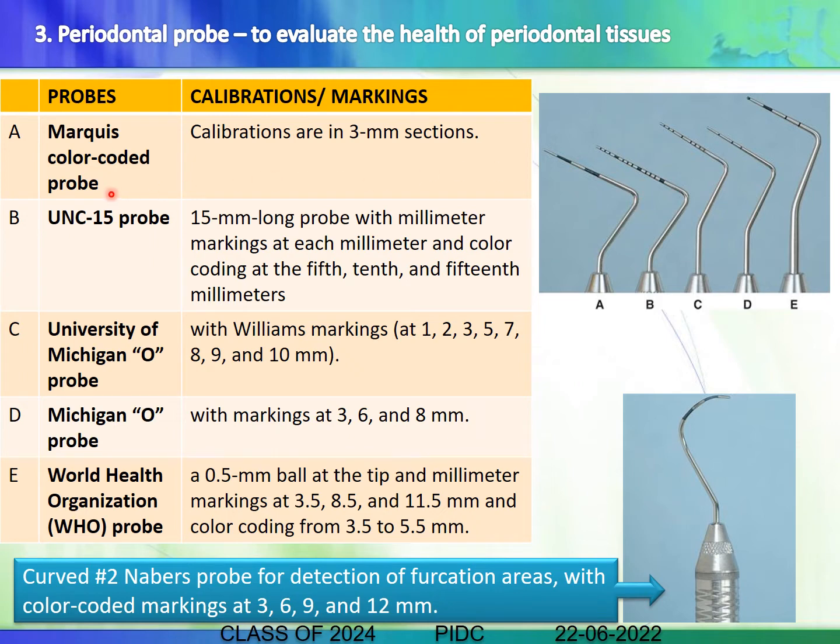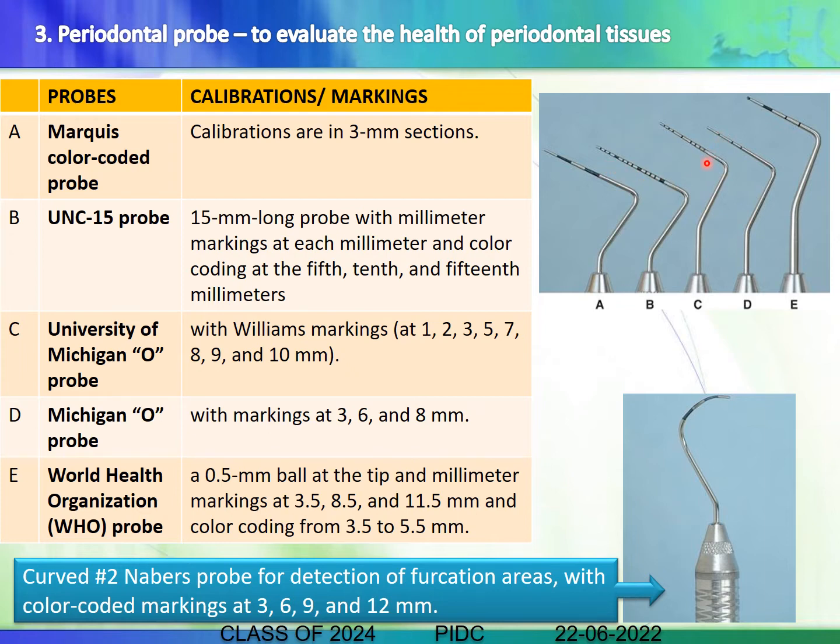So starting with the Marquis color-coded probe, here the calibrations are marked in 3 mm sections, with color coding at 3 to 6, 6 to 9 and 9 to 12 mm. And then you have the UNC 15 probe. This is a 15 mm long probe where there is marking at each 1 mm and a color coding at the 5th, 10th and the 15th mm.